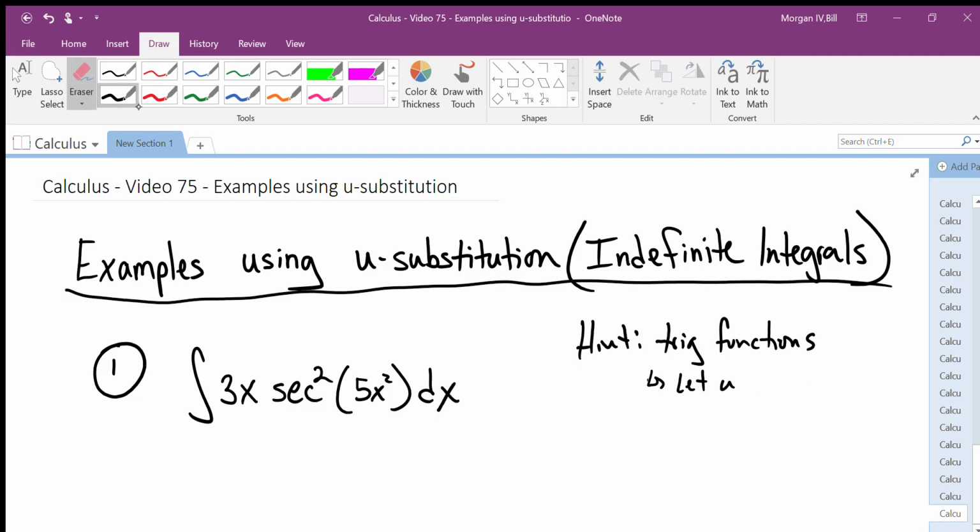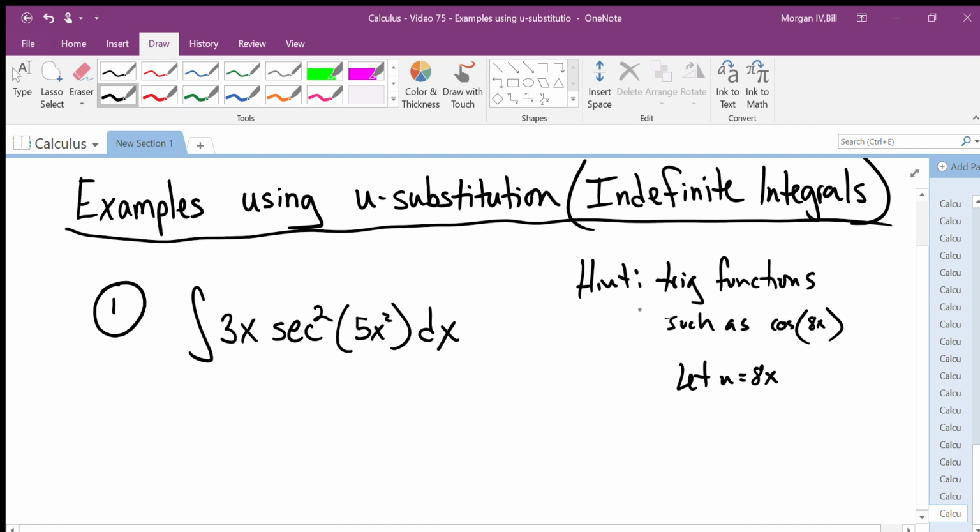For trig functions, such as cosine of 8x, I would let u equal 8x. Such as sine of 3x cubed, I'm going to let u equal 3x cubed. Whatever we're taking the trig function of, that's what I want to let u equal, 99% of the time.